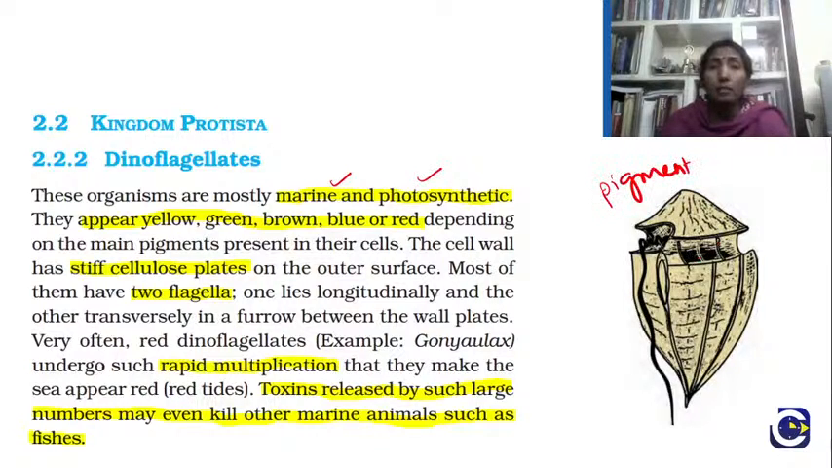இங்க வந்து பாத்தீங்கன்னா, ஒரு cellulose plate மாதிரி இதுங்களுக்கு outer surfaceல இருக்கும். They will have the two flagella. ஒன்னு longitudinal இருக்கும், ஒன்னு transverse இருக்கும், ஓகேவா, இந்த furrow between the two plates. அப்புறம் very often இந்த red dinoflagellate சொல்றோம், the gonyaulax, அது வந்து rapid multiplication நடக்கும்.